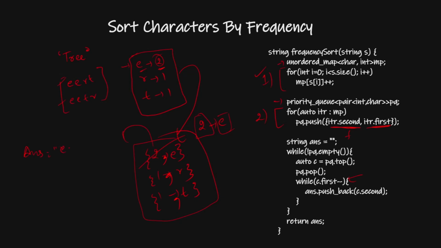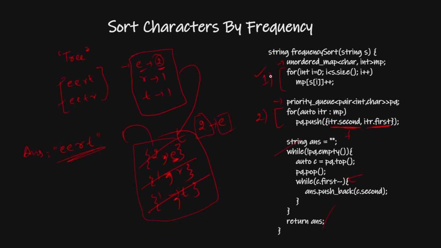So I will add 2 times the second element. The second is this E. After that I will pop the next element, and this will be 1 time R. Then I will pop this and add 1 time T. So finally, after popping this, my priority queue will be empty. Once my priority queue is empty, I will return my answer. So my answer will be this.